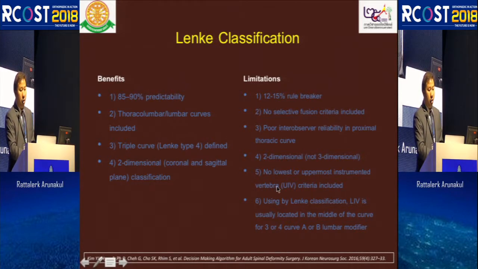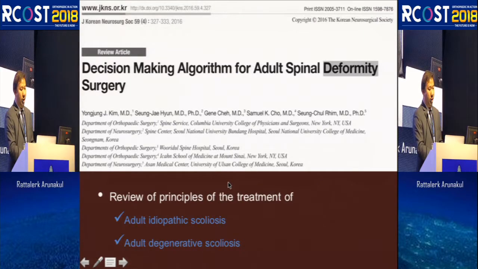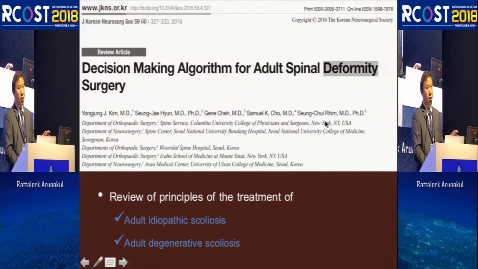No lowest or uppermost instrumented vertebra criteria are included. The LIV is usually located in the middle of the curve when using the Lenke classification for type 3 or 4 curves with A or B lumbar modifier. So this is, I think, maybe the most recent proposed classification from Kim. I think he works with Lenke now in New York.